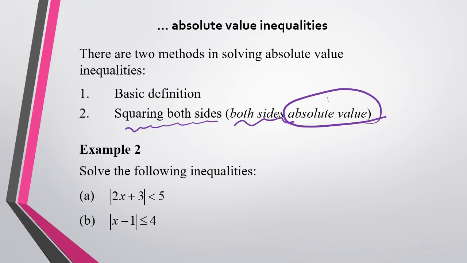Okay. For example, we can try to solve these inequalities. Absolute of 2x plus 3 less than 5. For this one, the absolute value is on one side only, so we cannot use squaring both sides. The same as question B, absolute of x minus 1 less than or equal to 4. We cannot use squaring both sides. We have to apply the basic definition.